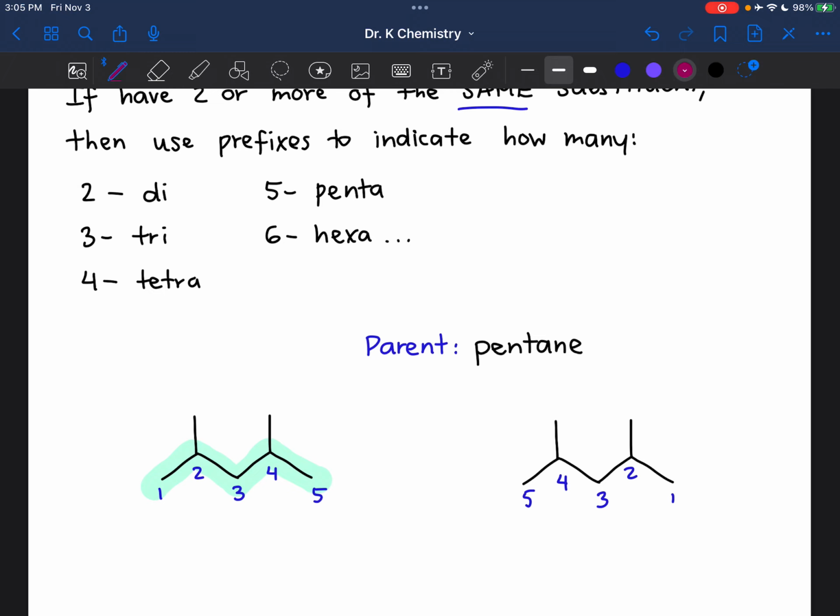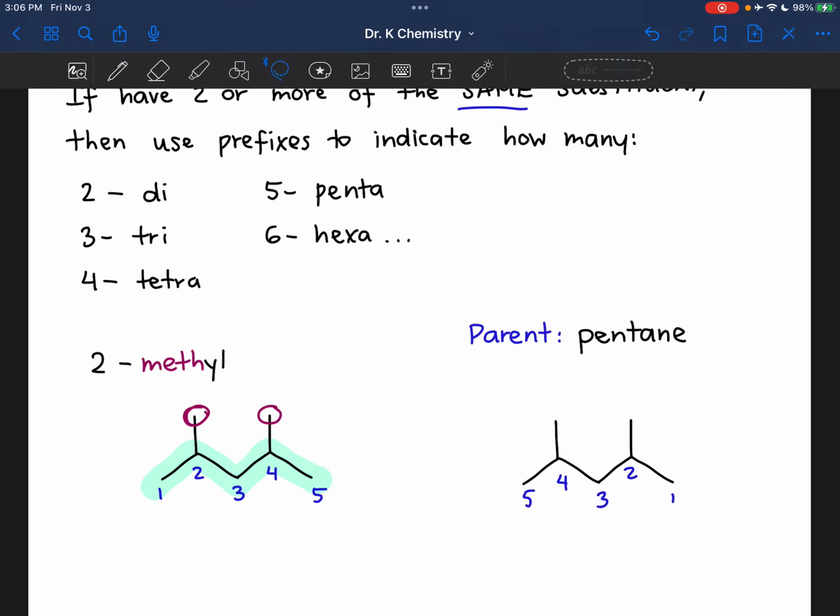Okay, I see that this substituent has 1 carbon, so the prefix is meth, and I'll give it that ending YL to indicate that it's an alkyl group. And it appears on carbon 2, so I'm going to call that 2-methyl. But this substituent is also a methyl group. It also has one carbon, but it appears on carbon 4, so I'll call it 4-methyl. Since I have two of the same substituent, I'm going to use the prefix di to indicate that there are two methyl groups. So this will turn into dimethyl.